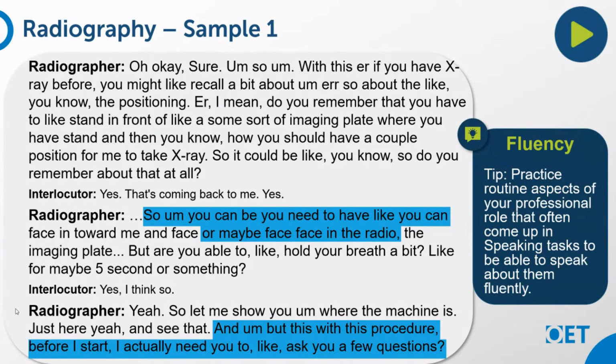So my tip here, my final tip, is that certain routine aspects of your role may regularly form part of role cards. So these are things that you can practice during your preparation to deliver fluently and confidently. So I think for radiographers, how to stand or to lie or to be positioned for the different tests that radiographers complete are pretty standard types of tasks you may complete in your role card. So practice giving those explanations so that you can do them regularly and fluently.